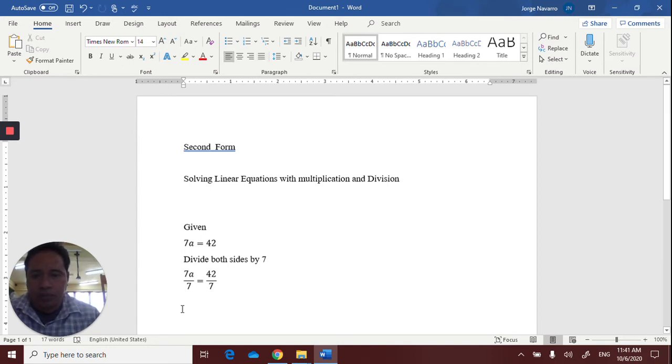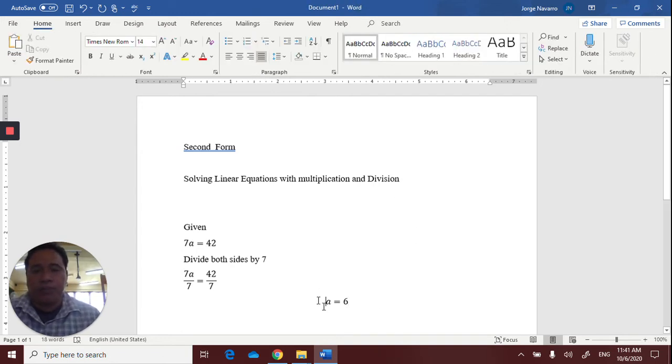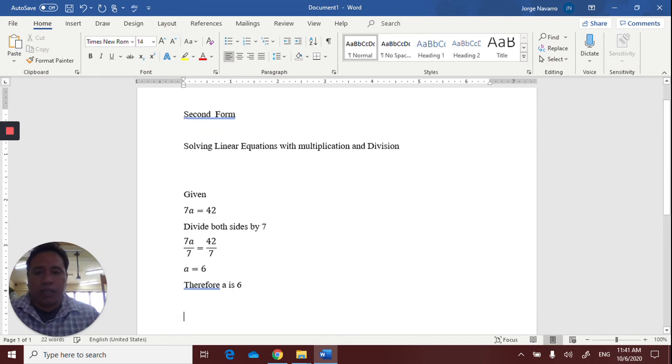We can then move on to another step. If we divide 7a by 7, then I get a. So a is equal to, and 42 divided by 7 is 6. And there I have my result. So in my next step I say therefore a is 6. Right there.